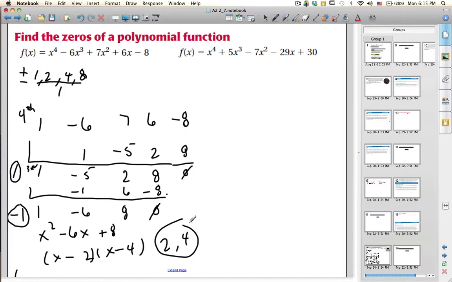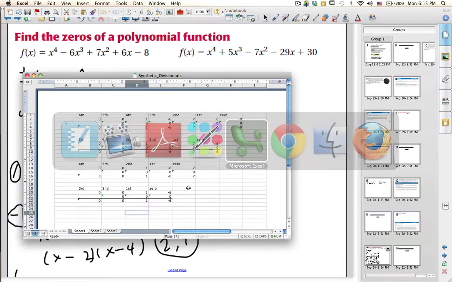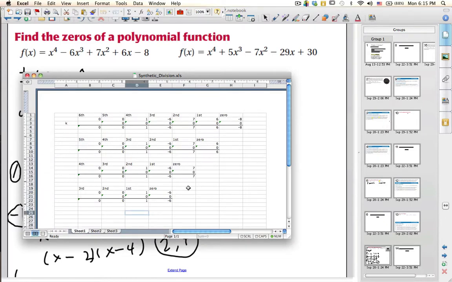Now I told you early in the semester that I was going to give you a tool to help do synthetic division because these problems can get to be a little bit long. So let me go ahead and show you how that works. So I have this Excel sheet, and it's good for polynomial functions that are all the way up to the 6th degree. So it will go ahead and help you out with those. I've gone ahead and put my coefficients in, 1, negative 6, 7, 6, and negative 8. And now over here, if I just put in values of k, so possible zeros, if I put in a 1, you'll see we'll get the same solution. I got a 0, and it automatically brings the coefficients for the new polynomial down.